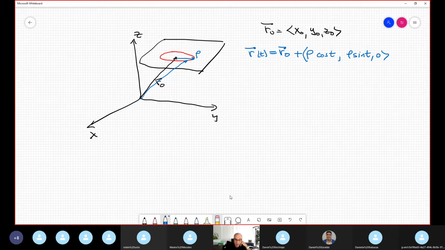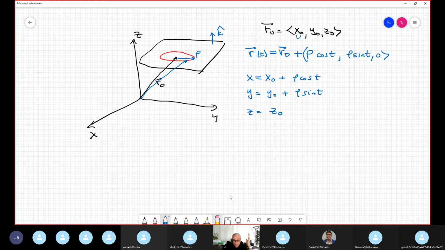So the components, for example, you separate the parametric equation, no? x is equal to x null, which is the first component of the R null, plus rho cosine t. y is equal to y null plus rho sine t, and z is only z null. We have nothing here, and we have nothing here because this circle is flat. So when it's flat, this unit vector here is K.